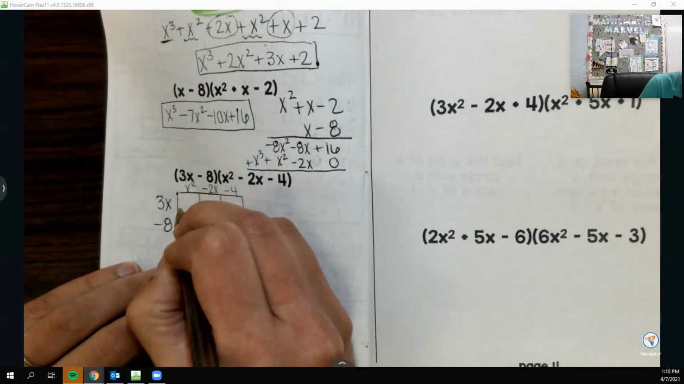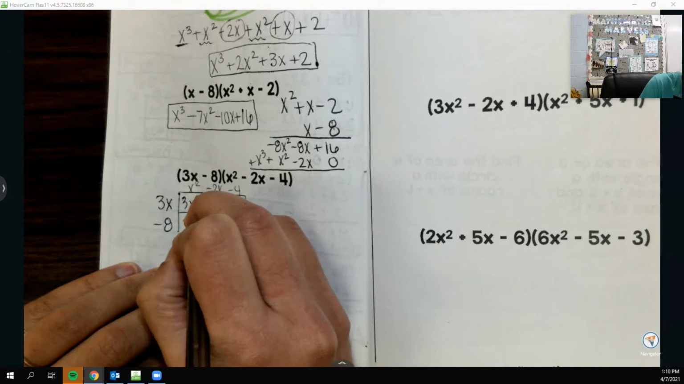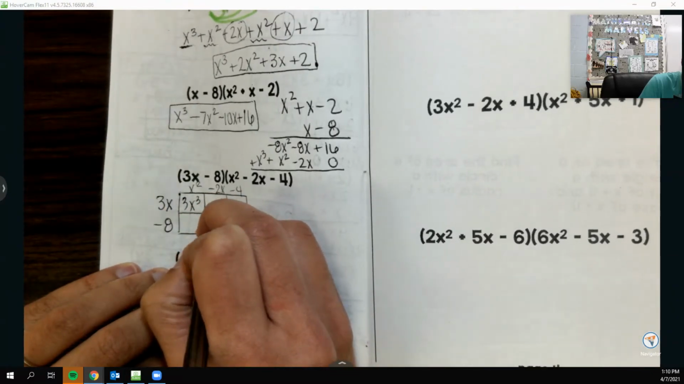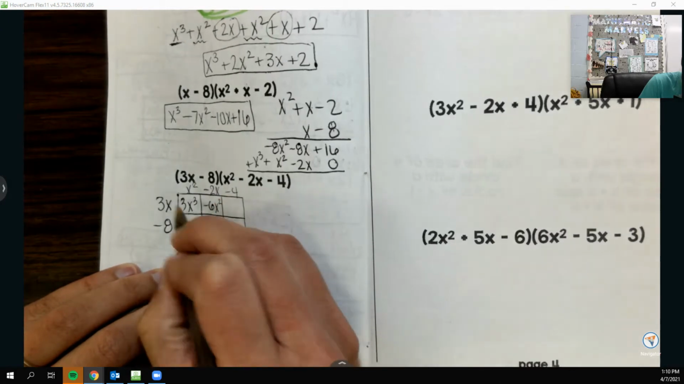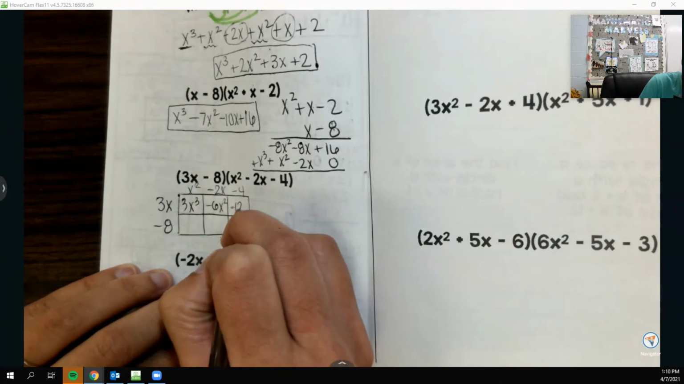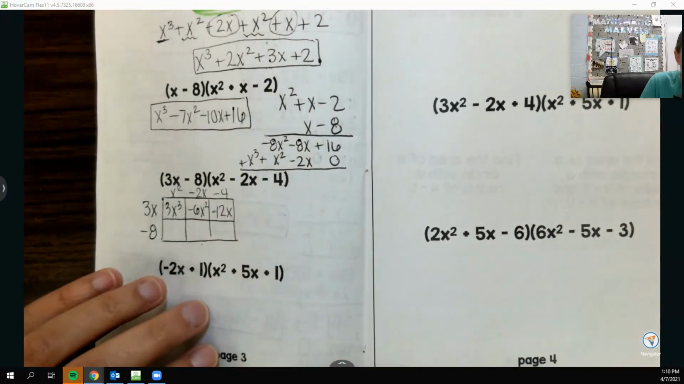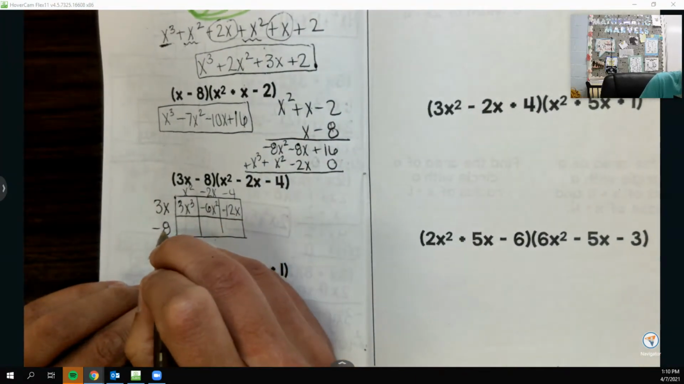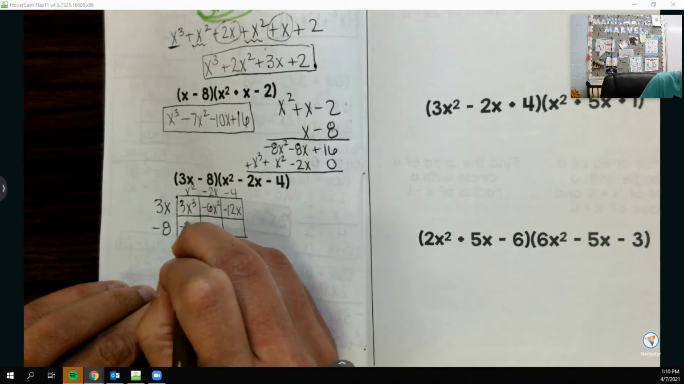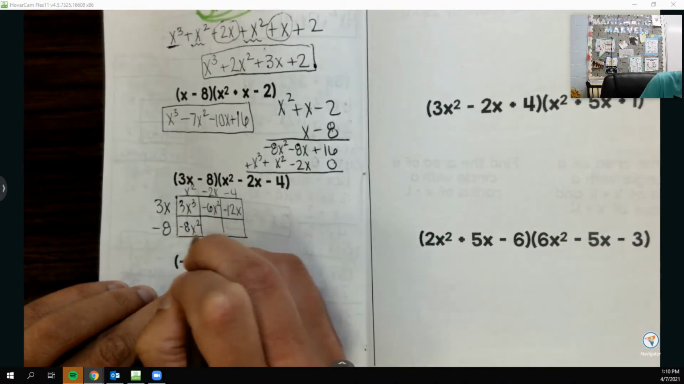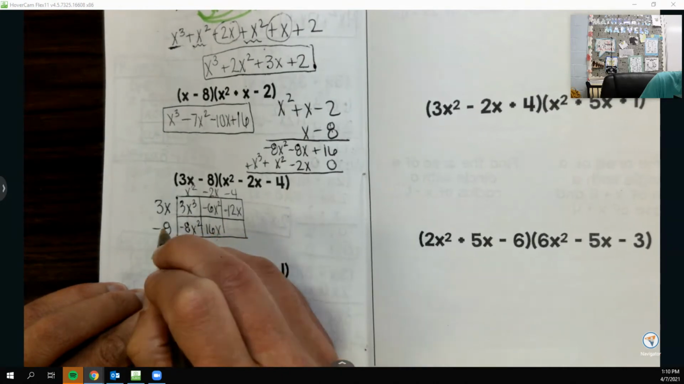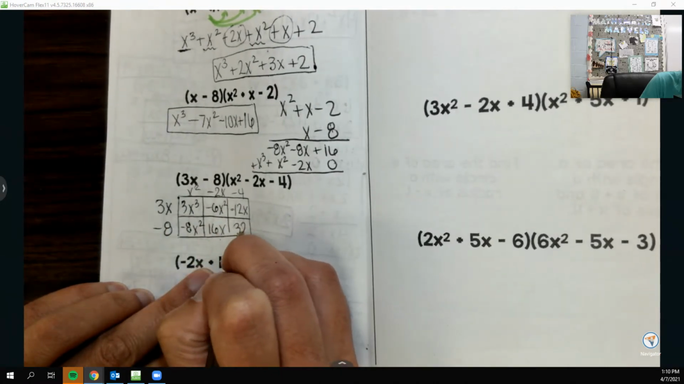So 3x times x squared is 3x to the third. 3x times -2x is -6x squared. And then -12x. Sorry, I'm writing really awkwardly again because it's leaning off the paper. Then I got to multiply the -8 by each, so -8x squared, positive 16x, and then positive 32.